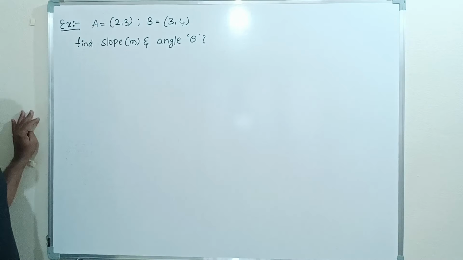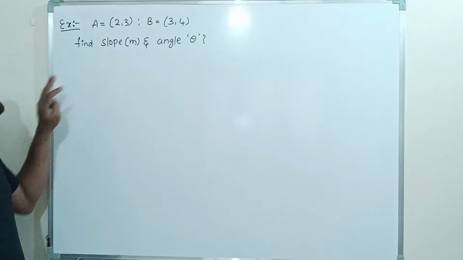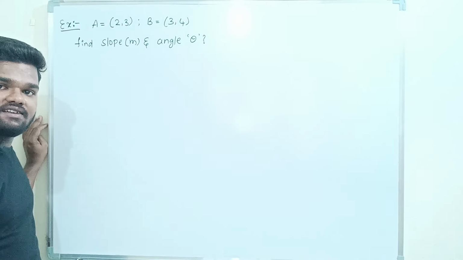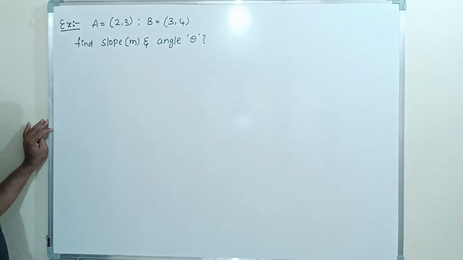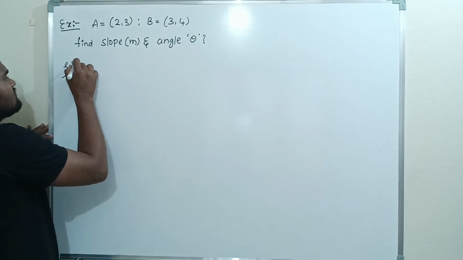Okay. A is equal to (2, 3) and B is equal to (3, 4). What we have to find is the slope M and the angle theta. Is this clear? Right. Try the problem once. Have a look, I am going to solve the problem.